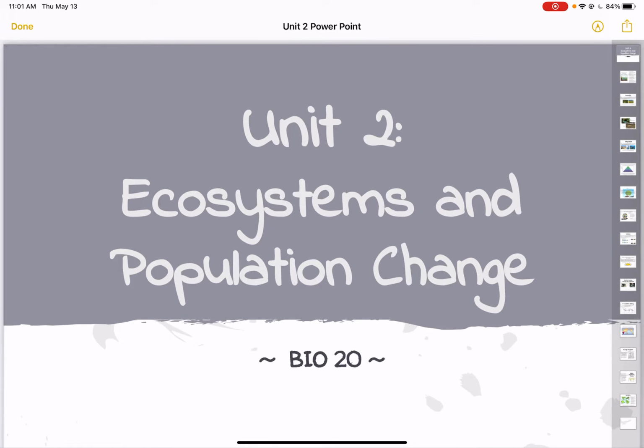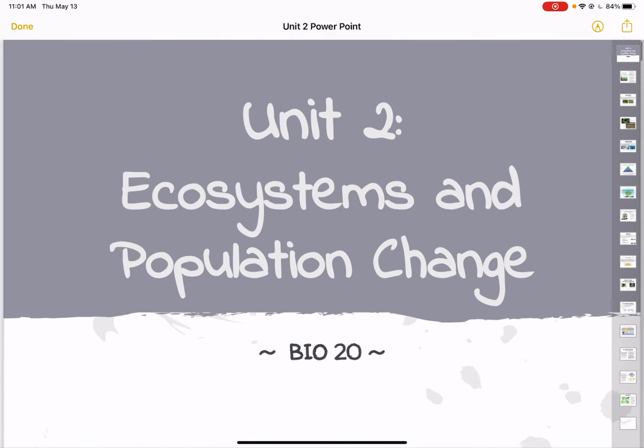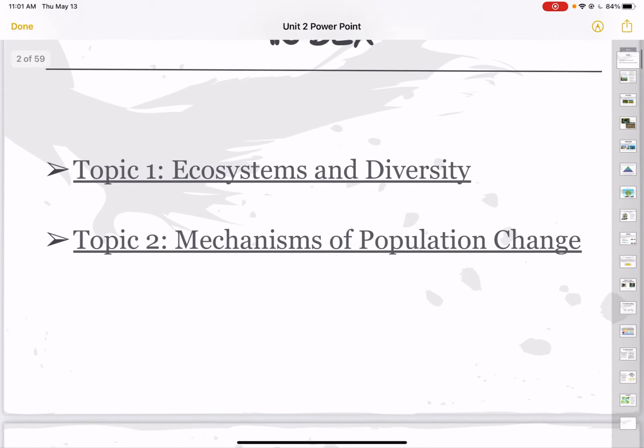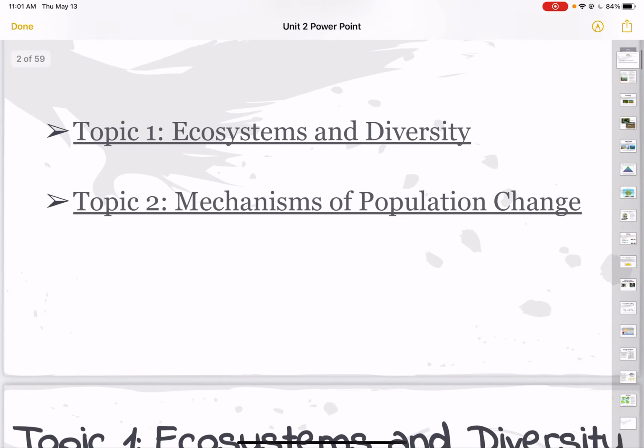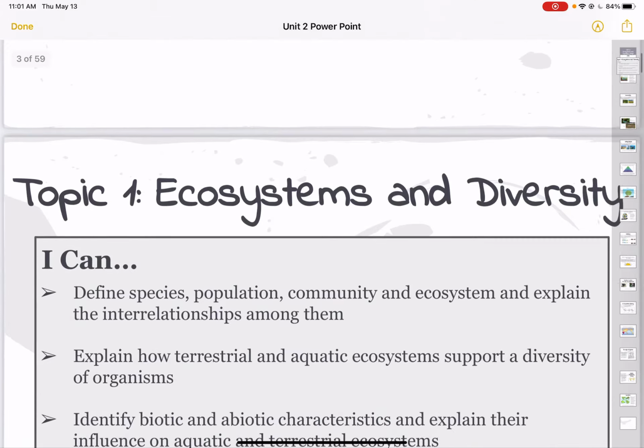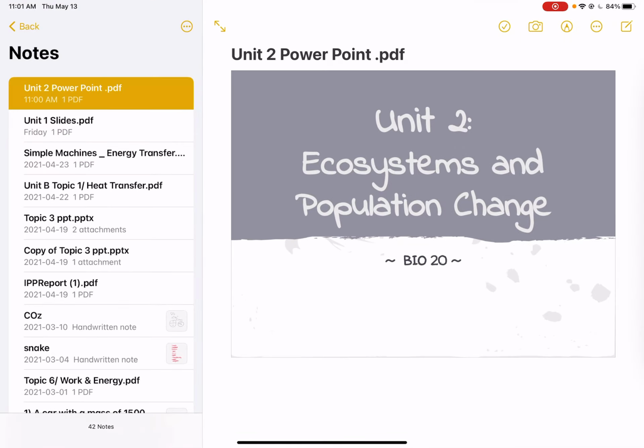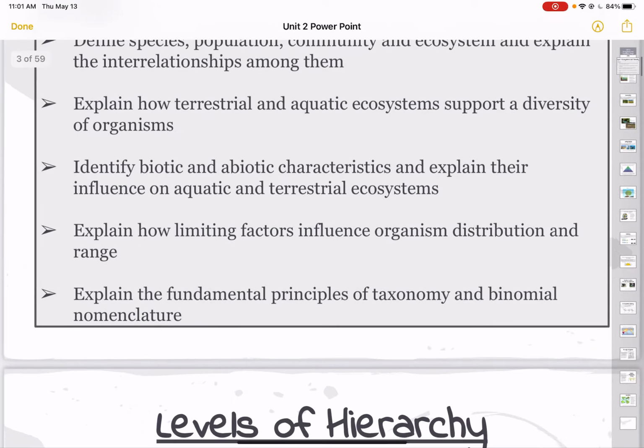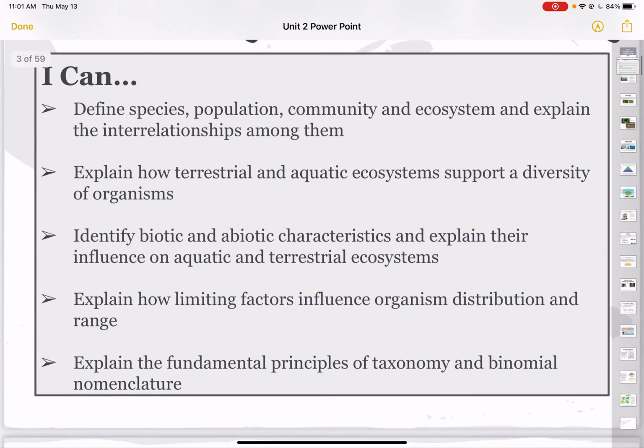All right, this is our second unit. It's on ecosystems and population change. There's two topics in this section, and we're gonna start off on the first one, which is on ecosystems and biodiversity, or diversity. So these are the things that you should know by the end of this section.